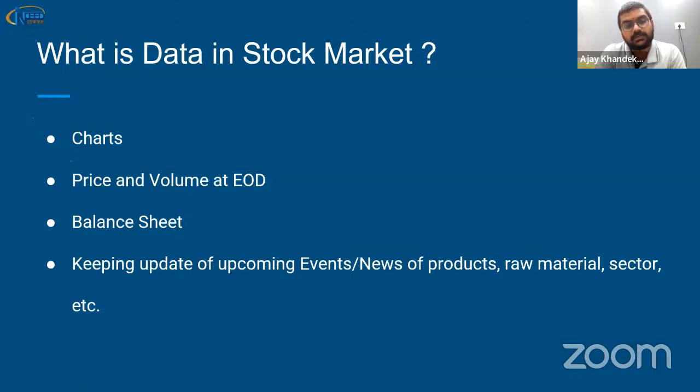Keep updated on upcoming events or news about the products, raw materials, and sectors on which the company really works. Like if oil prices are rising, we should search for related stocks, or who supplies that oil, or who really needs it, and what will be affected. As oil prices rise, every price has increased: fruits, cylinders, vegetables, all the products we use on a daily basis. So we should work on that also.